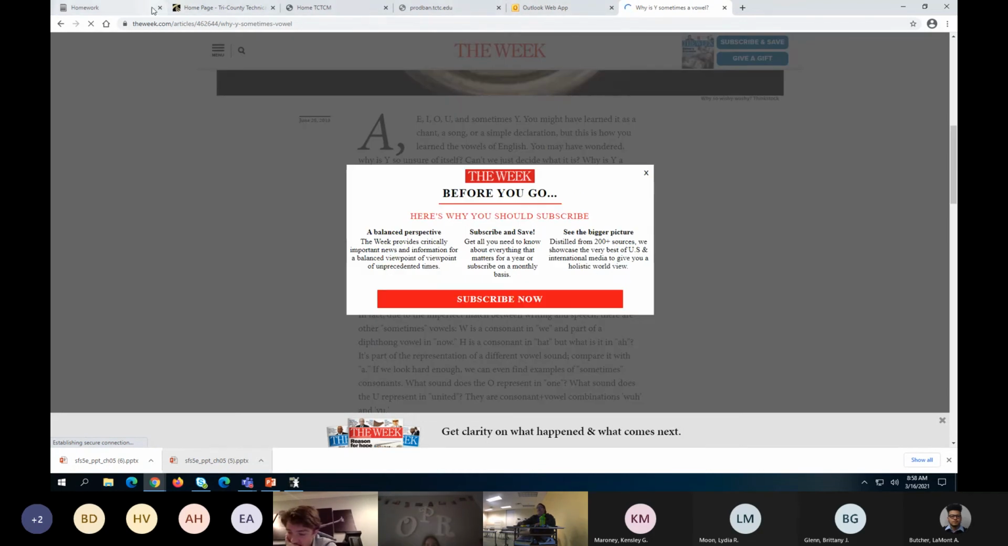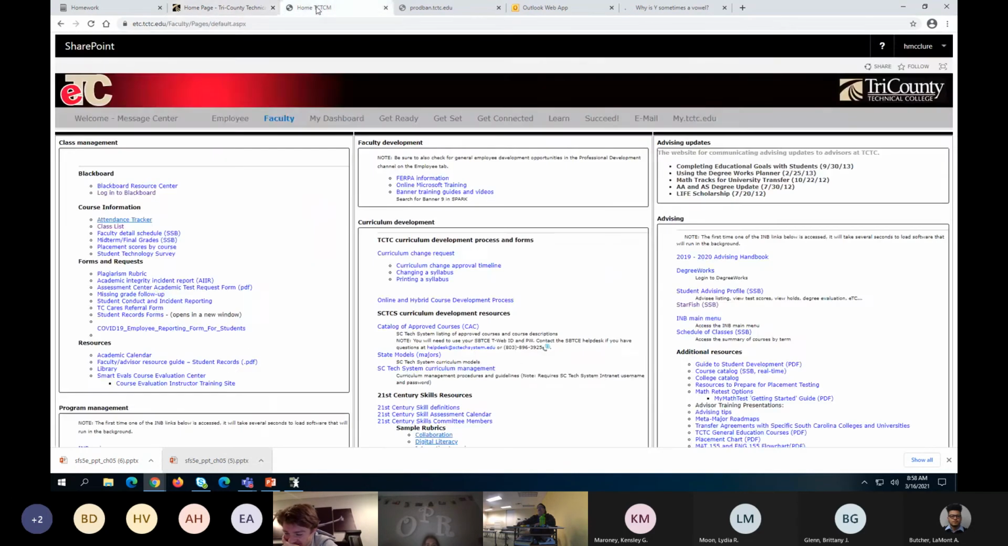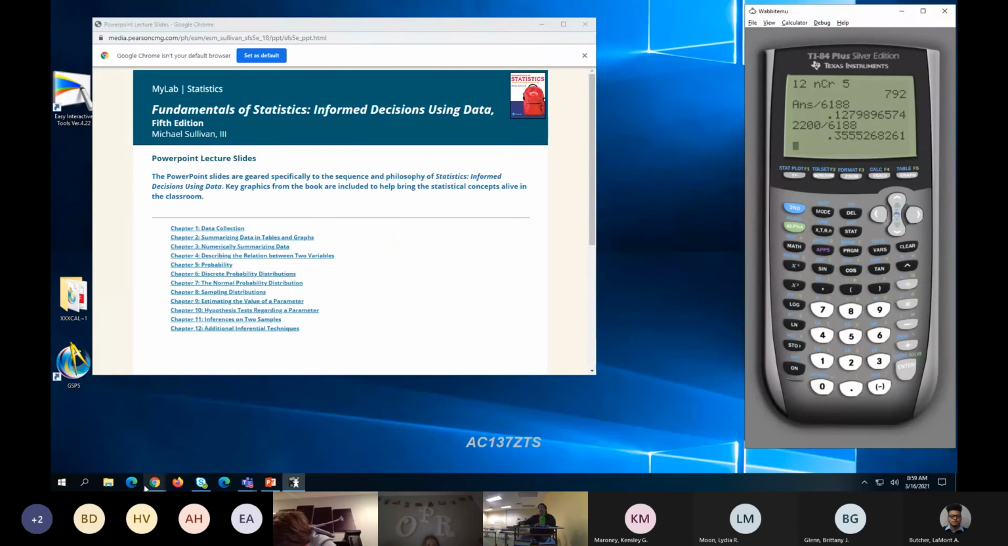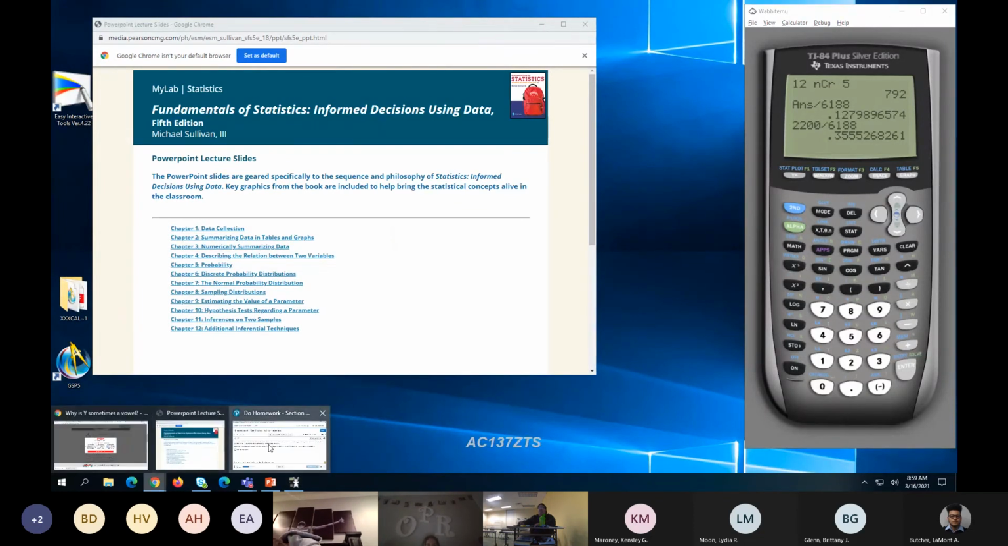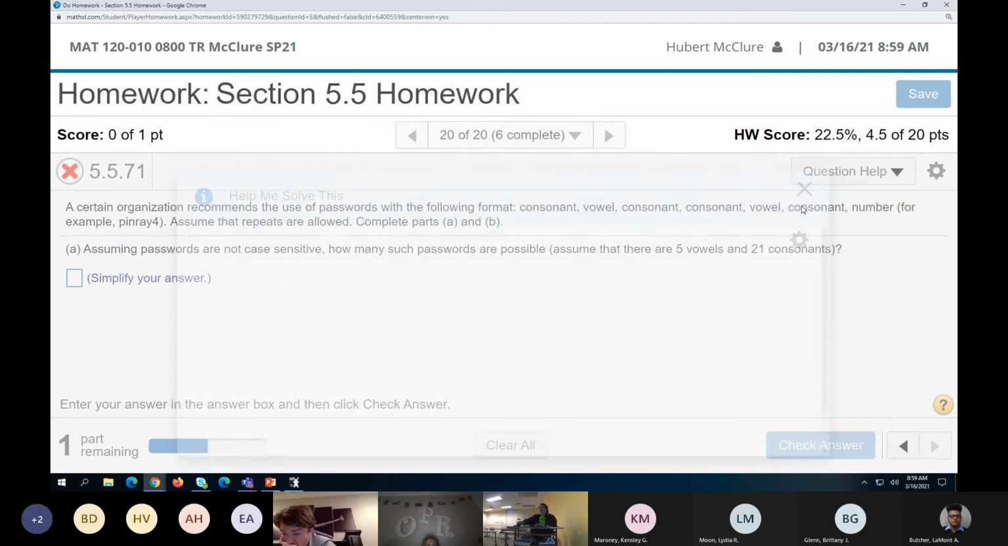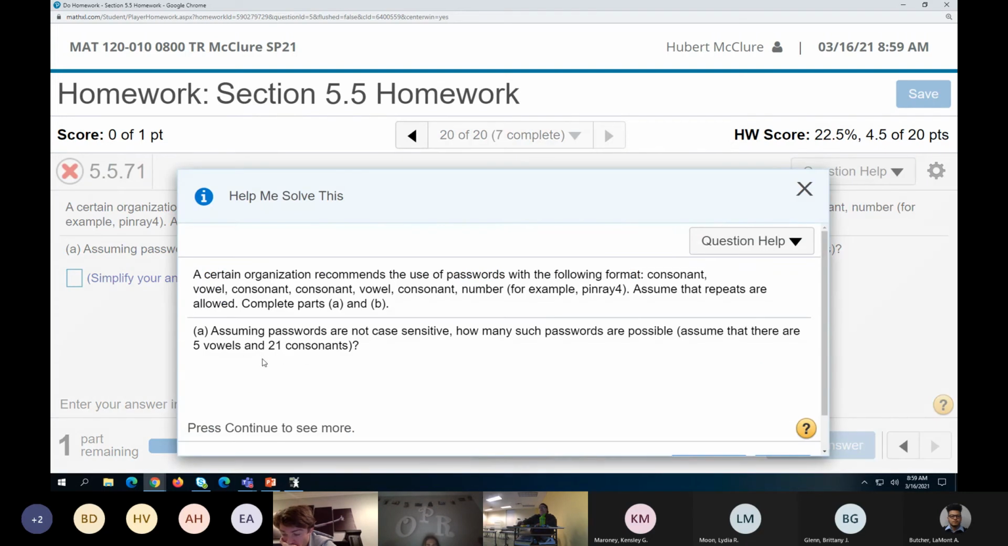All right, let's go back to the last homework question. The question has disappeared. I don't know where these questions go. They just disappear. There it is. Okay, so write down the question. Let's just write down consonant, that'll be 21. Vowel is 5. So 21, 21, 5, 21, 21, 5, 10. A certain organization recommends the use of passwords with the following format. I think you're going to use exponents, and yep, 21 and 5, that's what we just did.